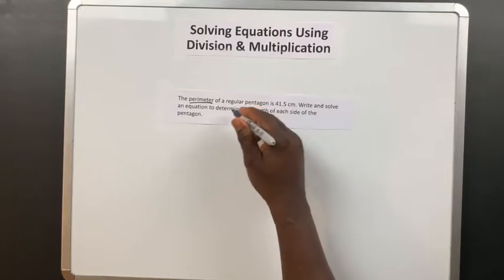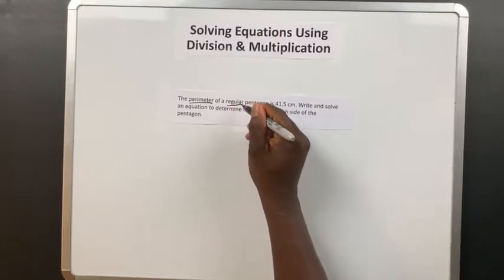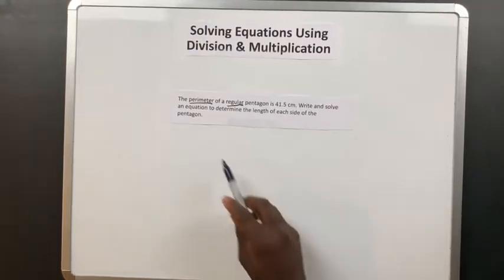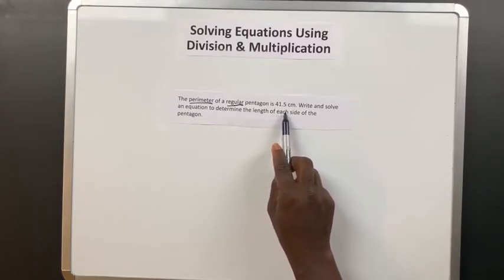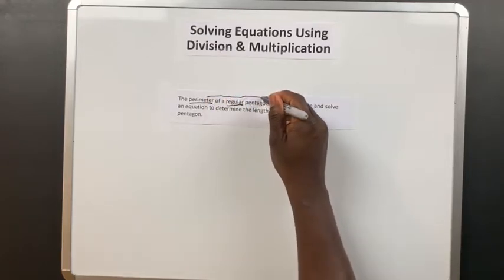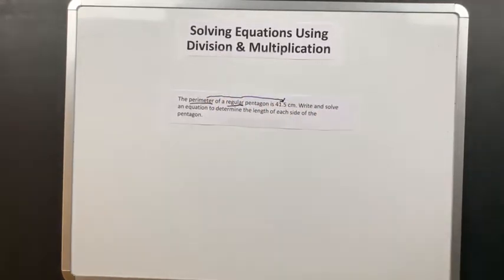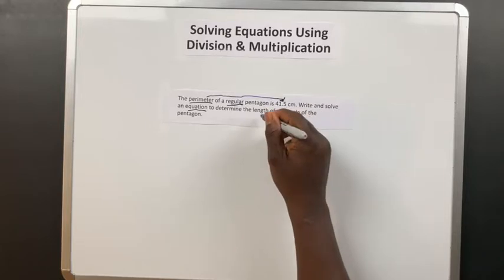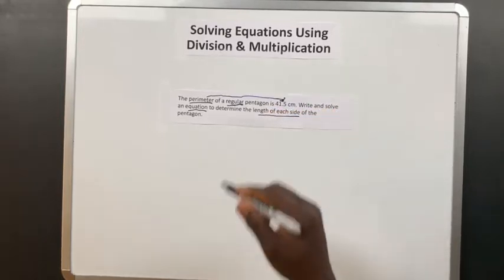Now, it says the perimeter of a regular pentagon. Regular is the key word. Pentagon, remember, has 5 sides. When it's a regular pentagon, that means all the sides are the same length. So that's very important. It says the perimeter of a regular pentagon is 41.5 centimeters. So we know what the perimeter is, right? They tell us that it's 41.5 centimeters. They want us to write an equation, okay? And after that, determine the length of each side of that pentagon.